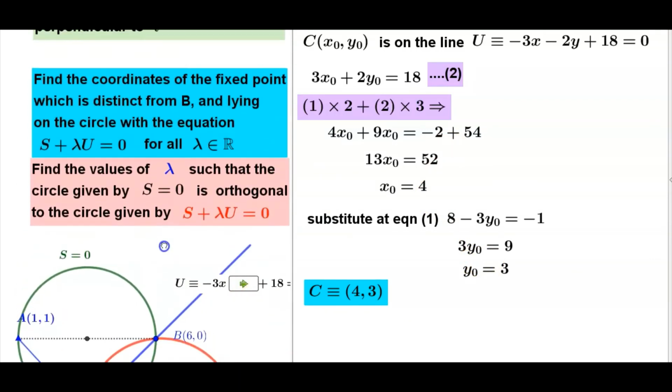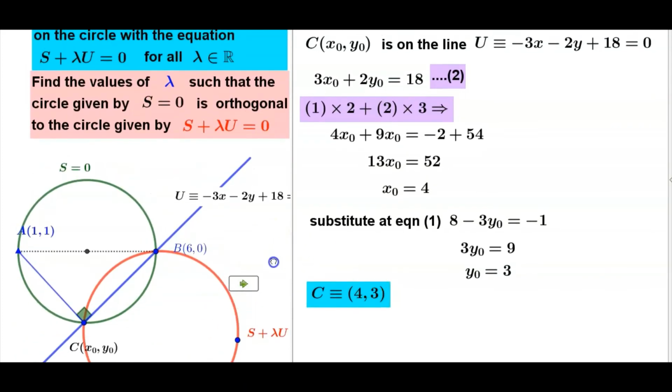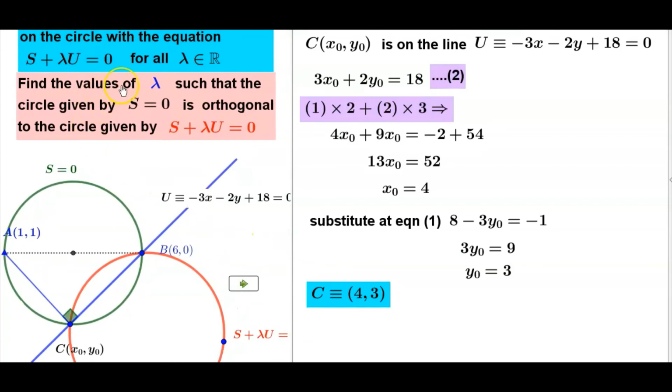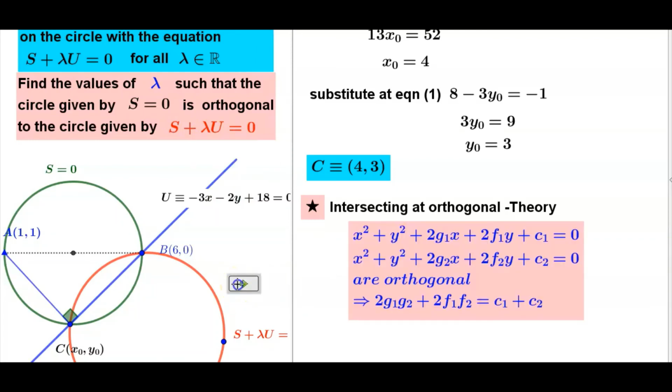This is the one: find the coordinates of the fixed point, other than B, lying on the circle. That coordinate is (4, 3). And the last part: find the value of lambda such that the circles given by S equal to 0 and S plus lambda U equal to 0 are orthogonal. Therefore, we want to revise the theory about intersecting and orthogonal circles.